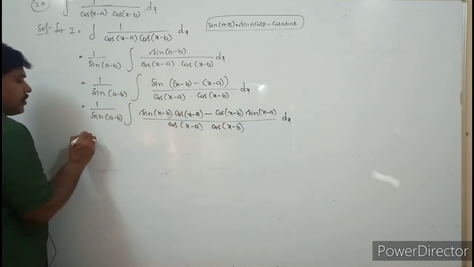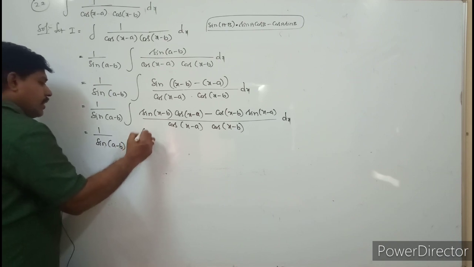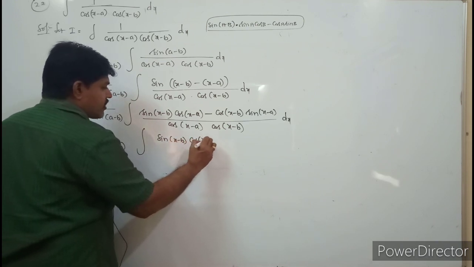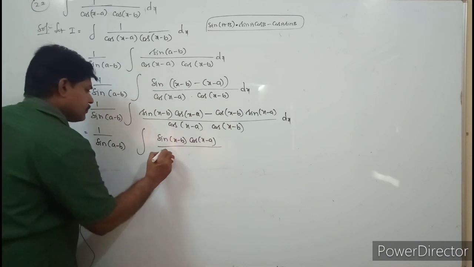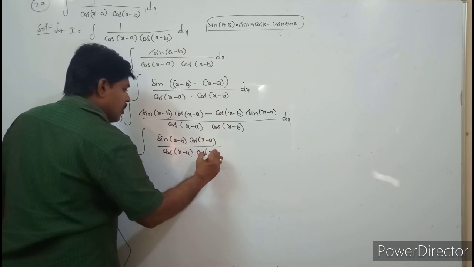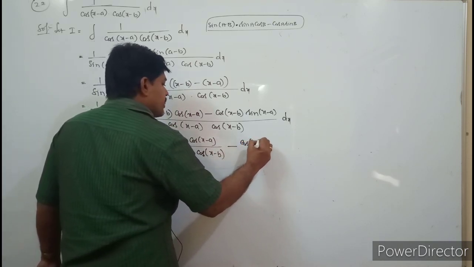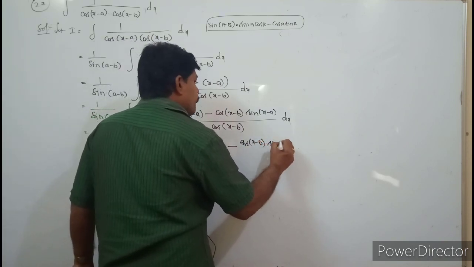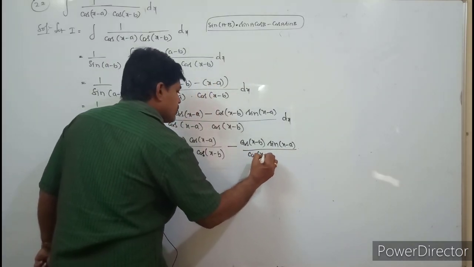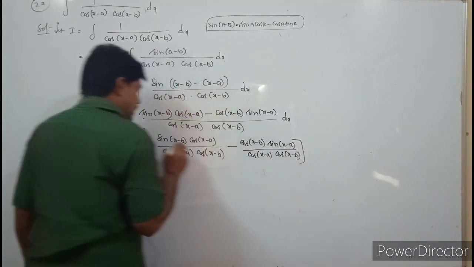Separate the terms. So what happens? That is equal to 1 by sin of a minus b integral of sin of x minus b into cos of x minus a by cos of x minus a into cos of x minus b, minus cos of x minus b into sin of x minus a by cos of x minus a into cos of x minus b, into dx. Just separate the terms.